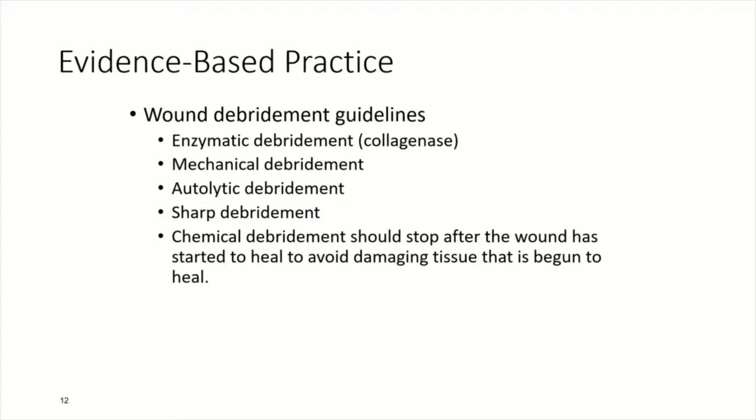Autolytic debridement is the use of like a Tegaderm over a wound, and you're trapping your body's own enzymes in there and allowing that to like soften the slough, and then it'll come off. Sharps debridement is going in and cutting out necrotic tissue with like a scalpel, scissors, and using tweezers. Chemical debridement should stop after the wound has started to heal to avoid damaging tissue that has begun to heal.